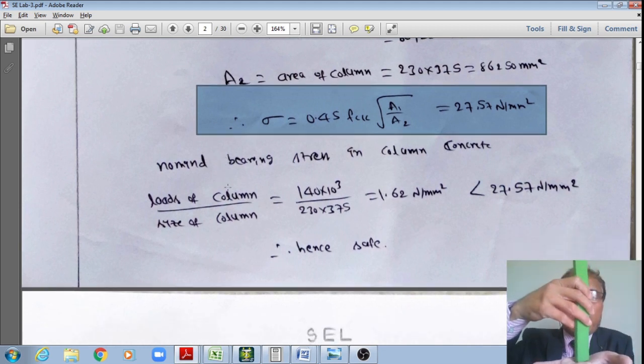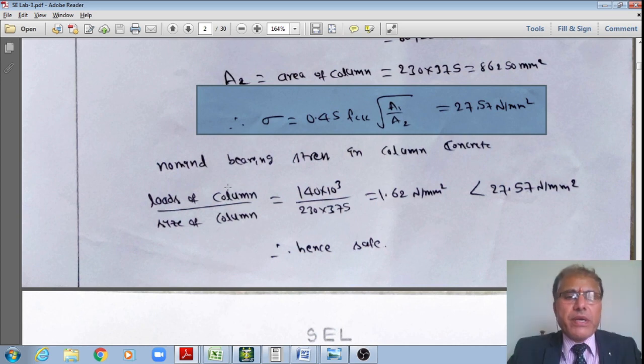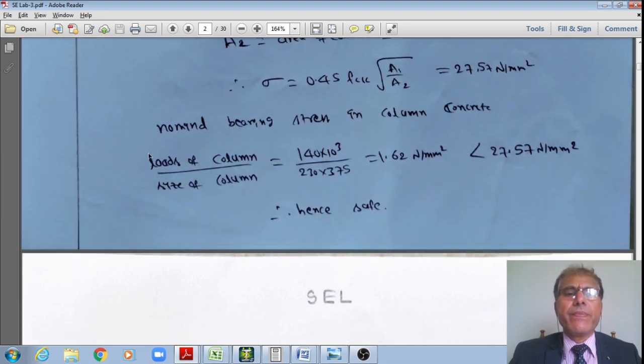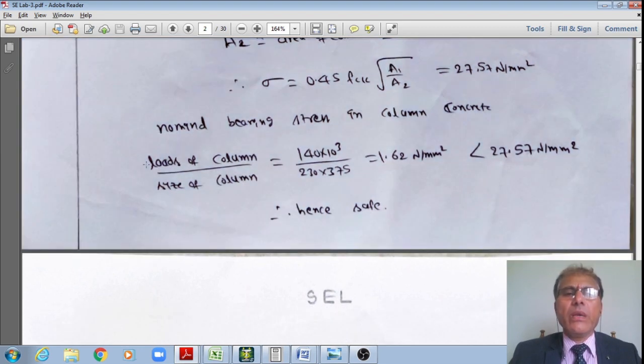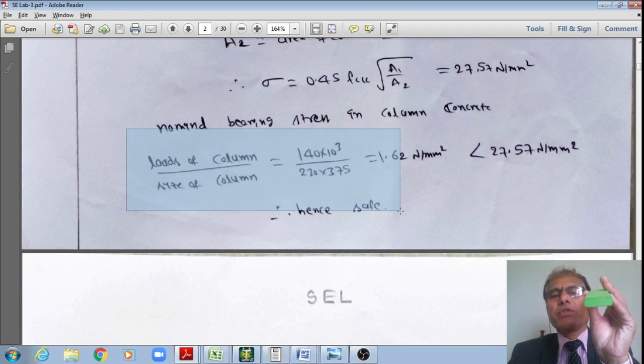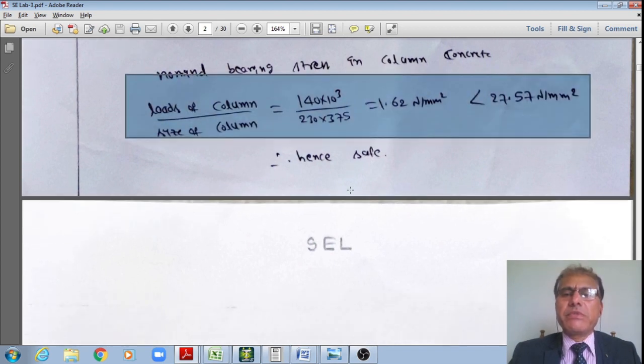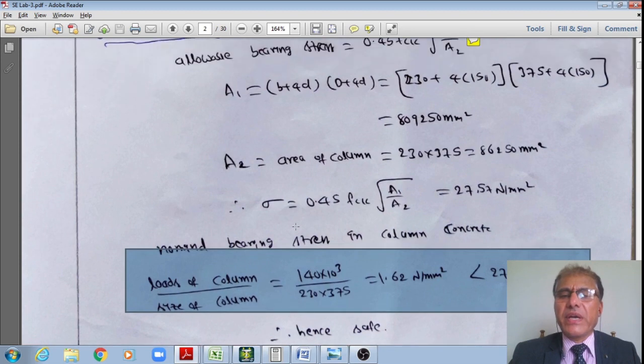Where this column is put on that footing or on the pedestal as appropriate, right? Therefore, I have this result: load on the column 140 kilonewton divided by size of the column. Size of this column is equal to 230 by 375. Therefore, the actual bearing stress is 1.62, which is much less than the permissible bearing stress of 27.57.